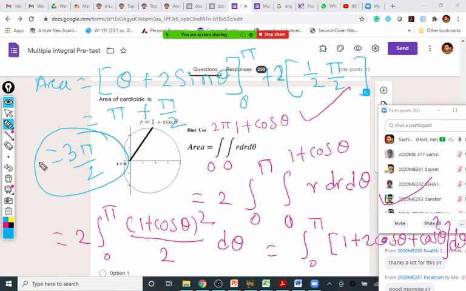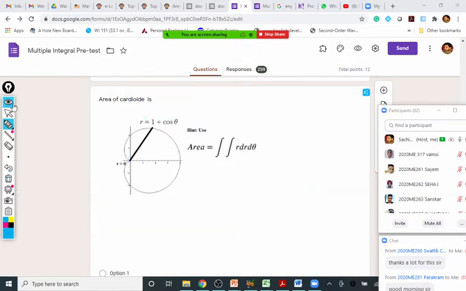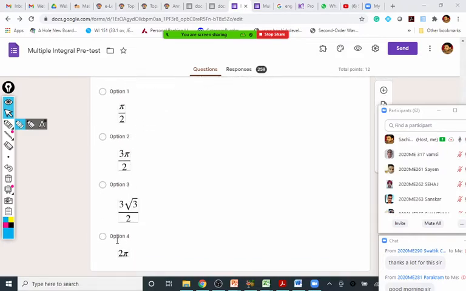If anyone has a doubt, yes, you can ask. Is there any doubt? I think there is no doubt. So this 3 pi by 2 is the correct option. That is option number 2.